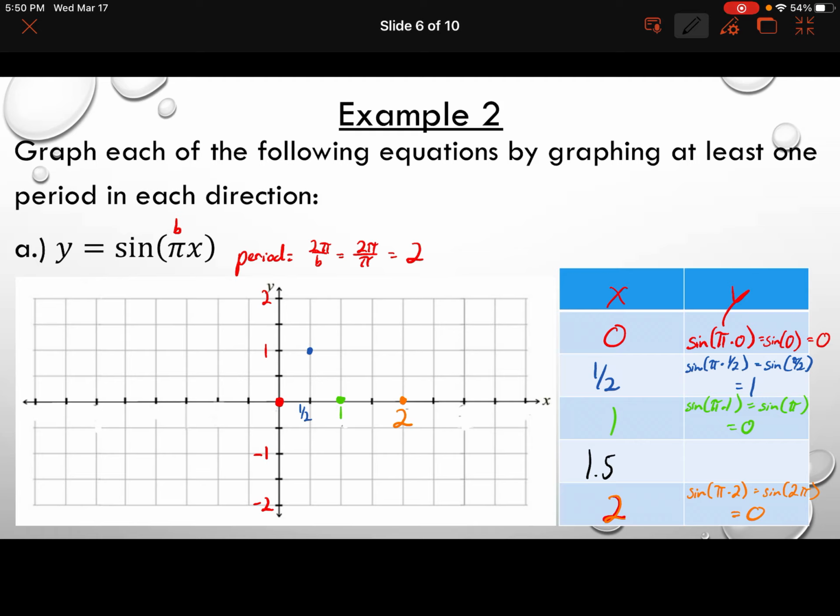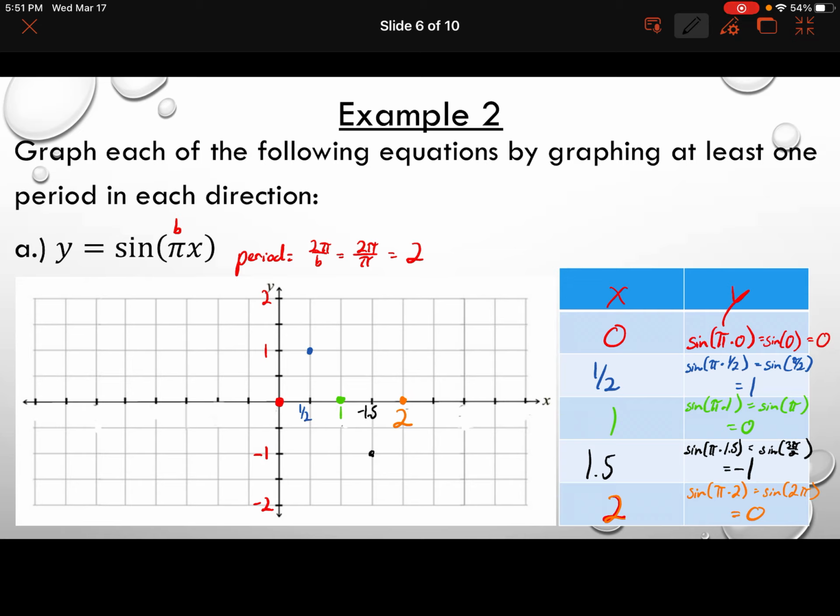We got to plug that in. So sine of pi times 1.5. Well, 1.5, you might be wondering where 1.5 is. 1.5 is the same thing as 3/2. So this is the same thing as 3 pi over 2 on our unit circle. Okay, so that'd be at the bottom edge, and the y value would be -1 this time. So our fifth and final point is going to be 1.5 comma -1.